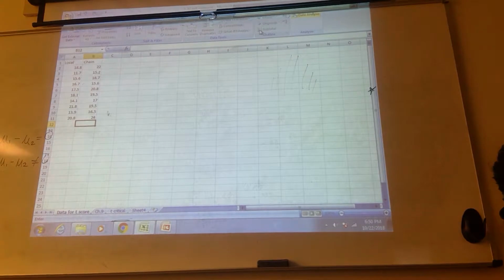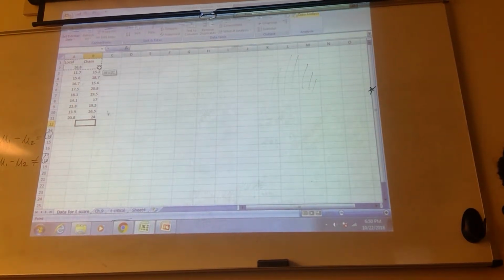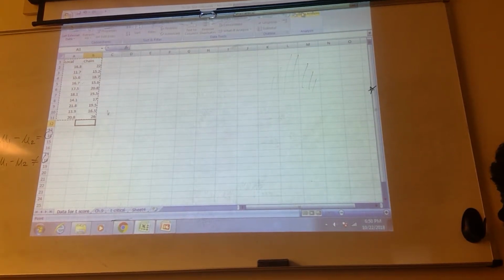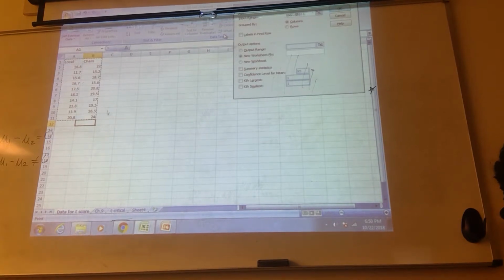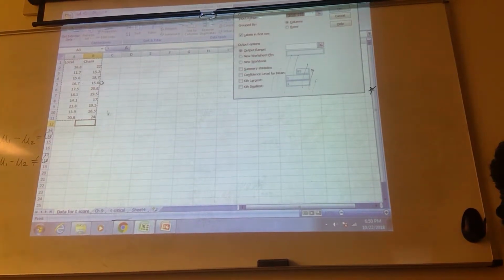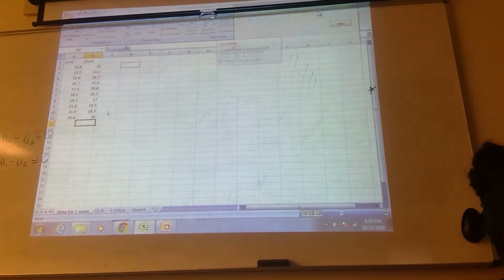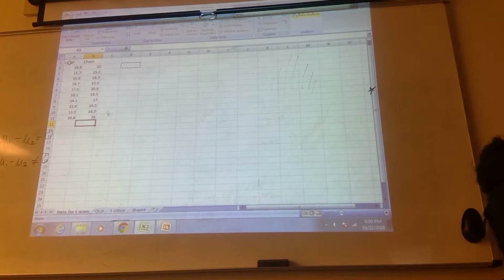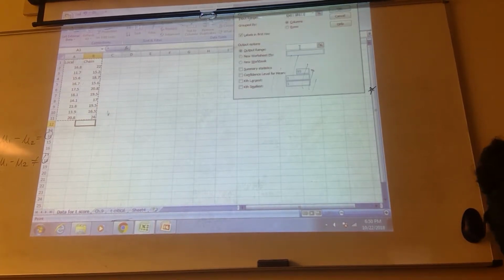We're going to hit the input range. We're going to highlight both of them. Labels in the first row. Let's just keep the output range here. Oh, wow, what happened here? Okay. Labels in the first row.